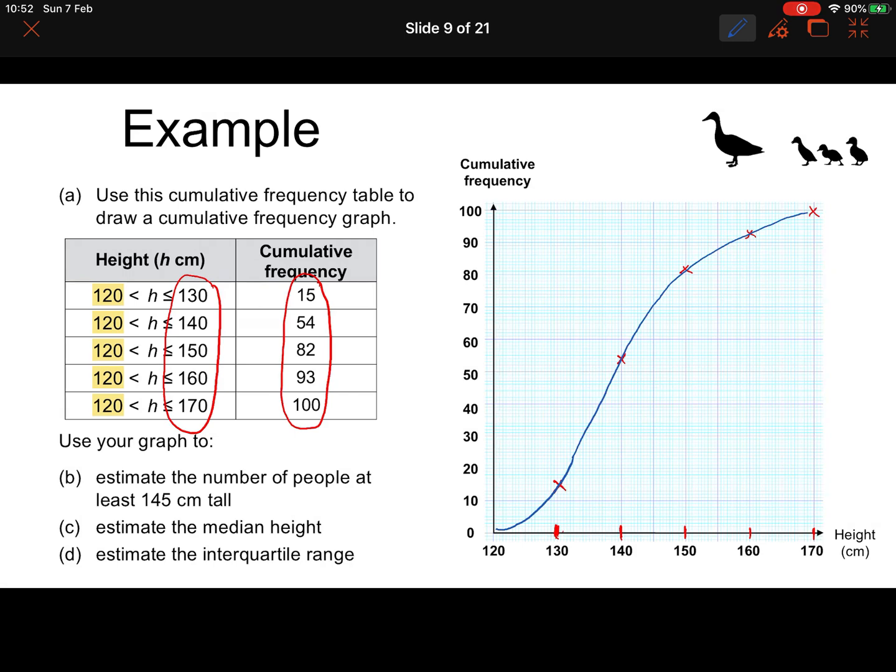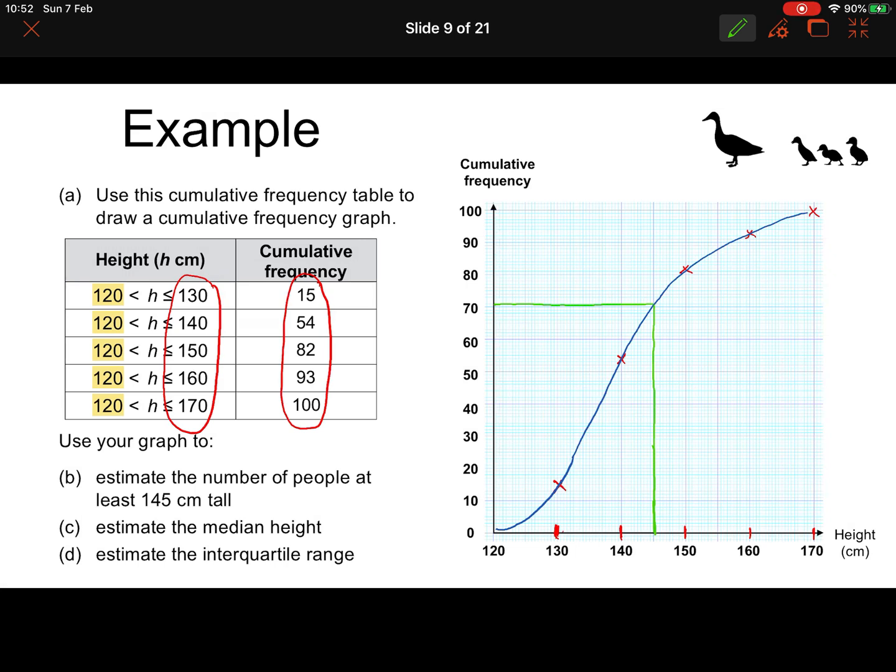It says estimate the number of people at least 145 centimetres tall. What you must do, guys, and so many students are lazy and don't do this, is put in lines using a ruler. So go to 145 centimetres, use a ruler and draw a line up to your curve, and then draw a line across. That seems to come to about 71.